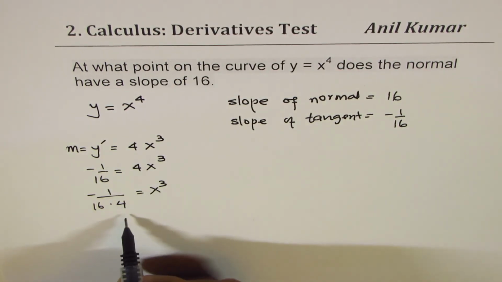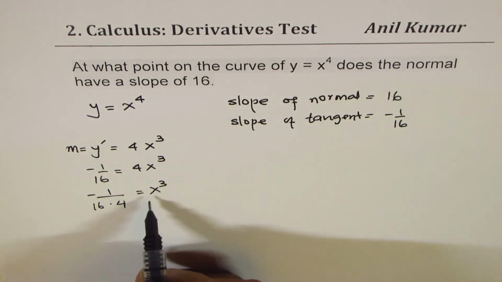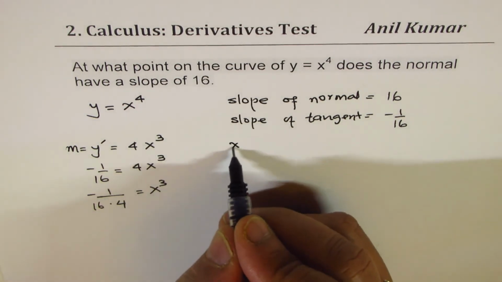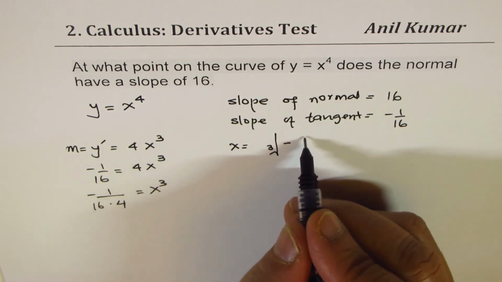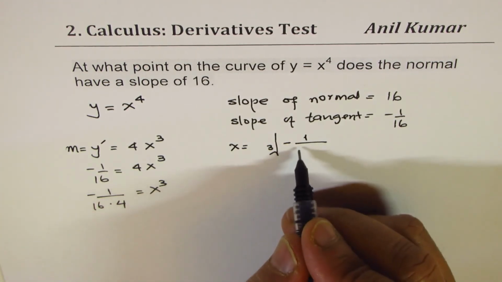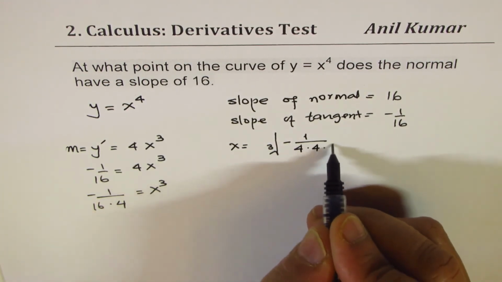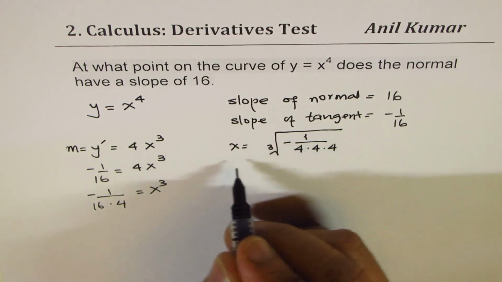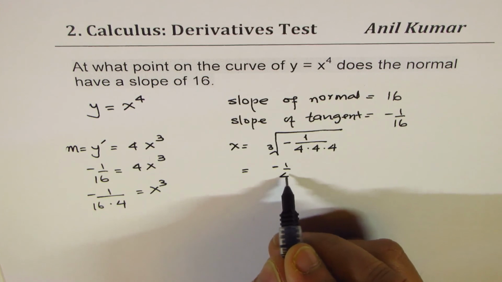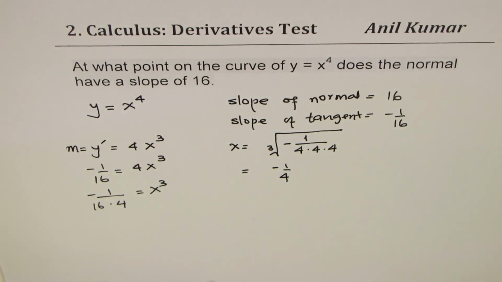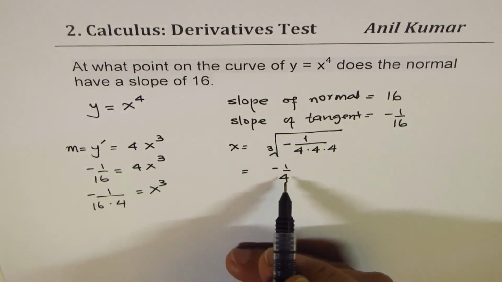And from here, clearly, what is x? So x equals the cube root of minus 1 over 64. 64 is also 4 times 4 times 4. We have this number here. And clearly the value of x is minus 1 over 4, correct? So we get the x value of the point.